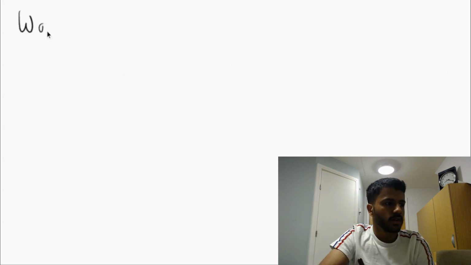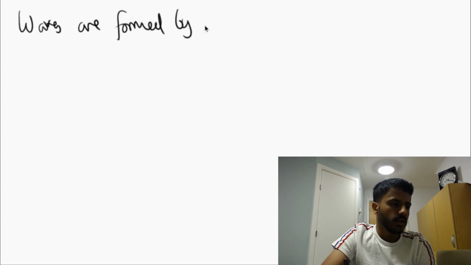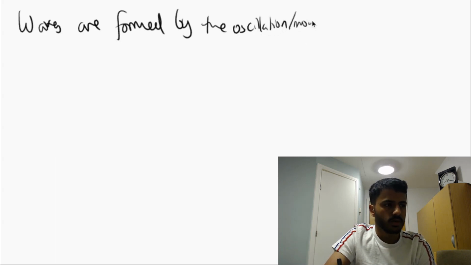But you might now be wondering, well, how are waves created? How are they formed? Well, waves are formed by the oscillation or vibration or movement of particles.